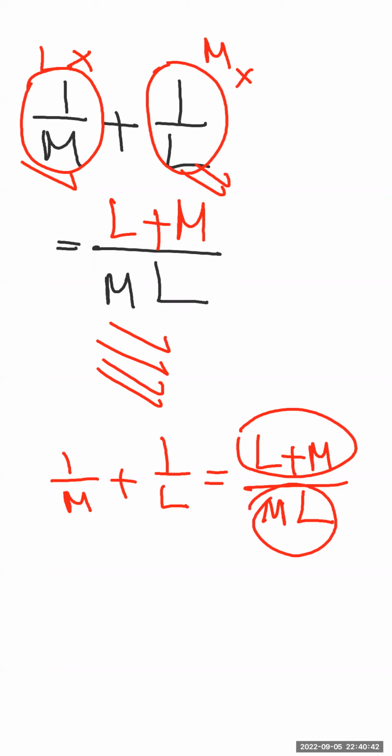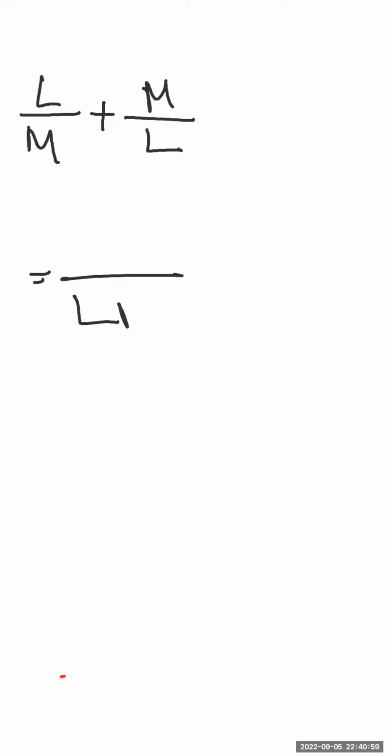Okay. The next rule is like this: L over m plus m over L. Now, unify the two denominators, Lm. Okay.